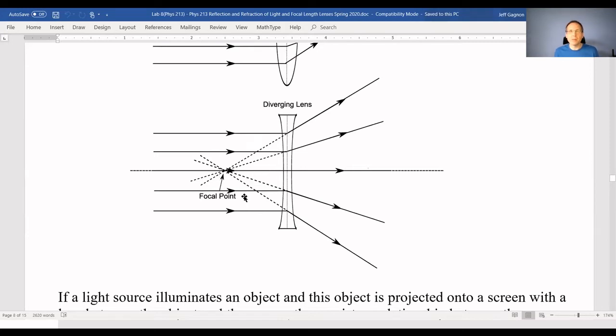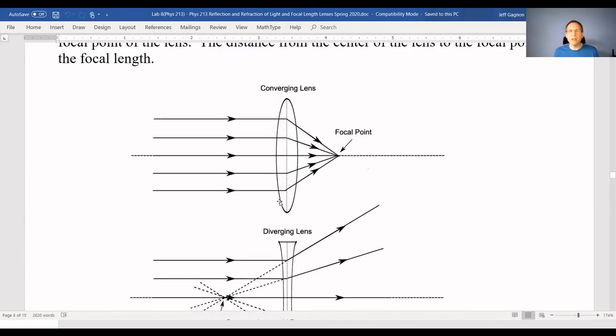Now, just out of convention, the focal length for our converging lens, so again, the measurement from the center of the lens to that focal point, is going to be a positive value.